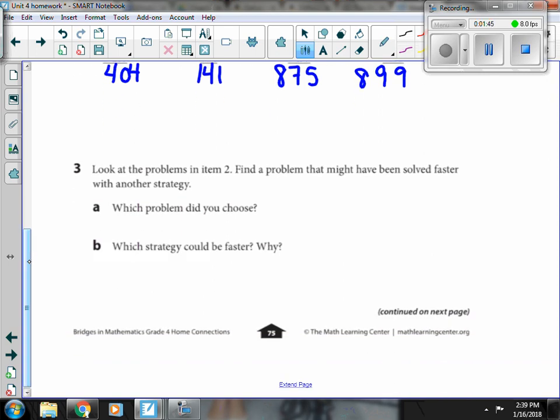Then it says, look at the problems in item 2. Find a problem that might have been solved faster with another strategy. You don't need to worry about this one. We're practicing our favorite strategy, which for most of us was that traditional way. So we're not going to worry about that one.